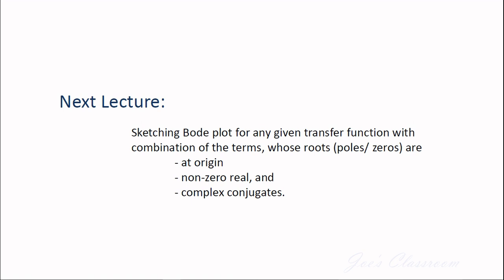And in the next lecture, we will see how we can sketch the Bode plot if in the given transfer function I have terms of all these kinds: poles or zeros at origin, non-zero real poles or zeros, or complex conjugate poles or zeros. If I have a transfer function having a combination of all these terms, then how do I sketch the Bode plot? That is what is going to be the focus of the next lecture.